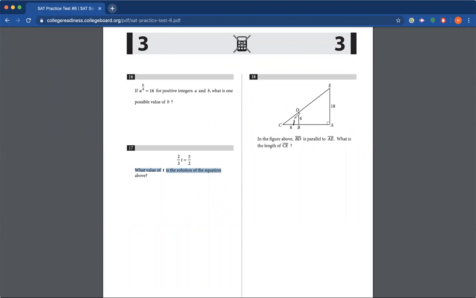This is a right angle, so 6, 8, 10. Now 6 times 3 is 18, so we know each side has a factor of 3. So 6 times 3 will give you 18, and 10 times 3 has to give you 30.